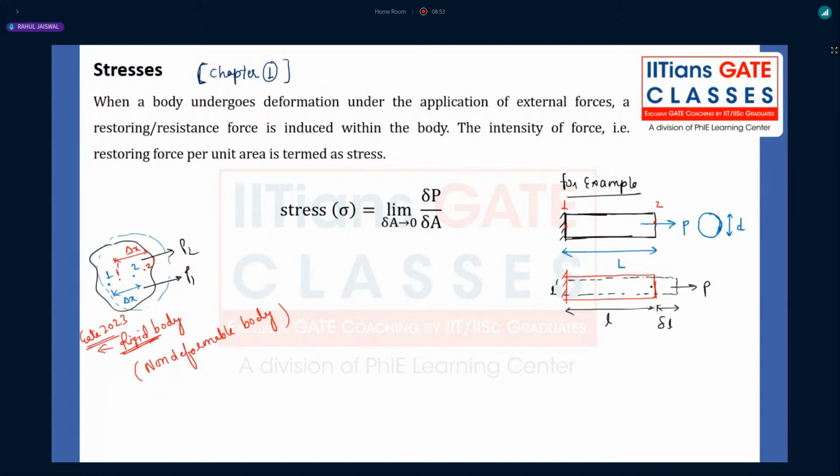See, 1 dash is here, that is fixed, right? But point 2 was earlier here, and now it has shifted to 2 dash. So now the relative distance has changed. So this is nothing but a deformable body. So strength of material is nothing but the study of deformable bodies.